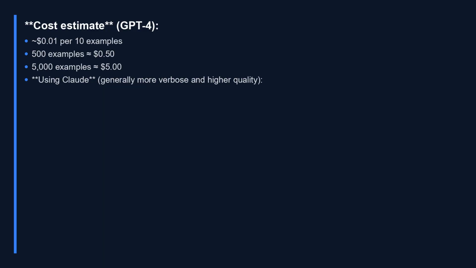A quick note on cost. With GPT-4, generating 10 examples runs about 1 cent, which puts 500 examples at roughly 50 cents and 5,000 examples at about $5. Claude tends to produce more verbose, higher quality outputs at comparable pricing. Neither is expensive for the dataset sizes you'll work with in this course. The real cost is your time reviewing the output, not the API bill.